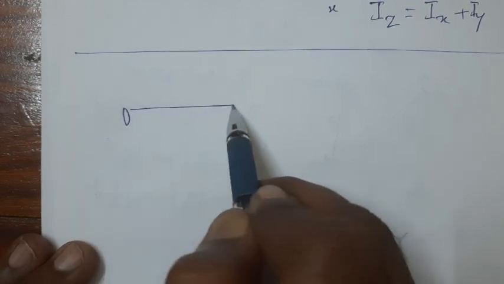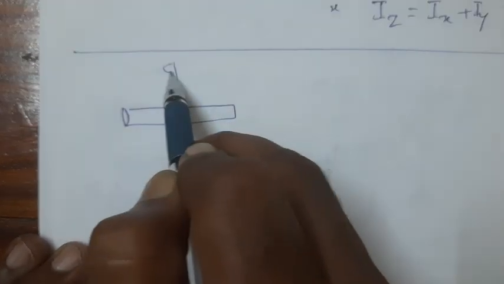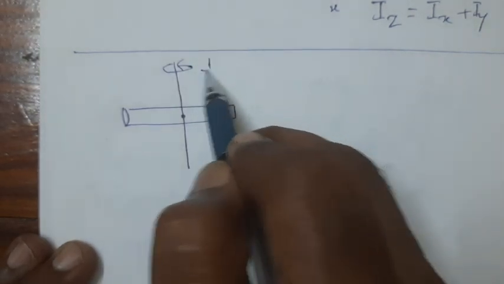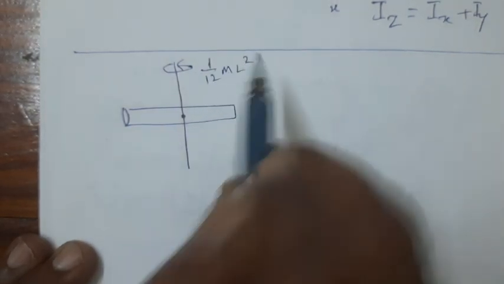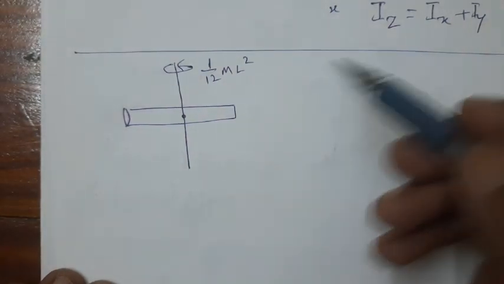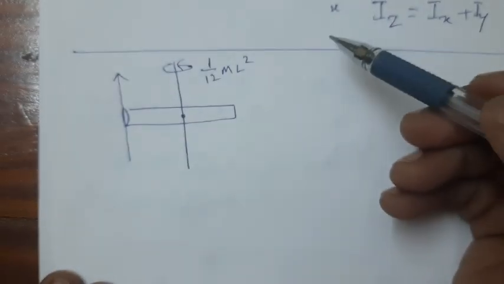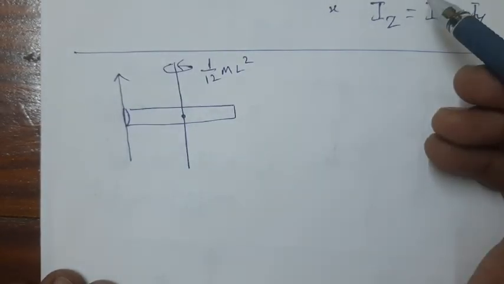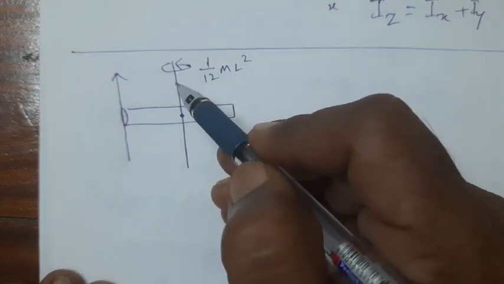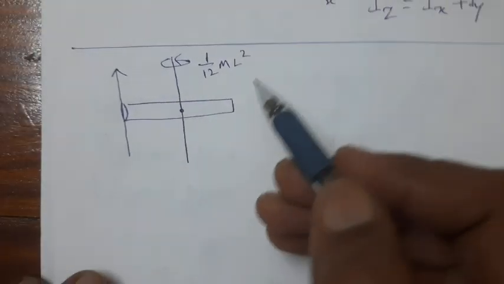Now, for a rod, we are aware of its moment of inertia about an axis passing through its center and perpendicular to it. This formula is 1 upon 12 ml square. We are aware of that. Now one more homework for you. You may determine the moment of inertia about this axis, that is the axis passing through its edge. They are parallel to each other. Therefore it is possible for you to determine this using the parallel axis theorem. Think over it and try to derive the formula.